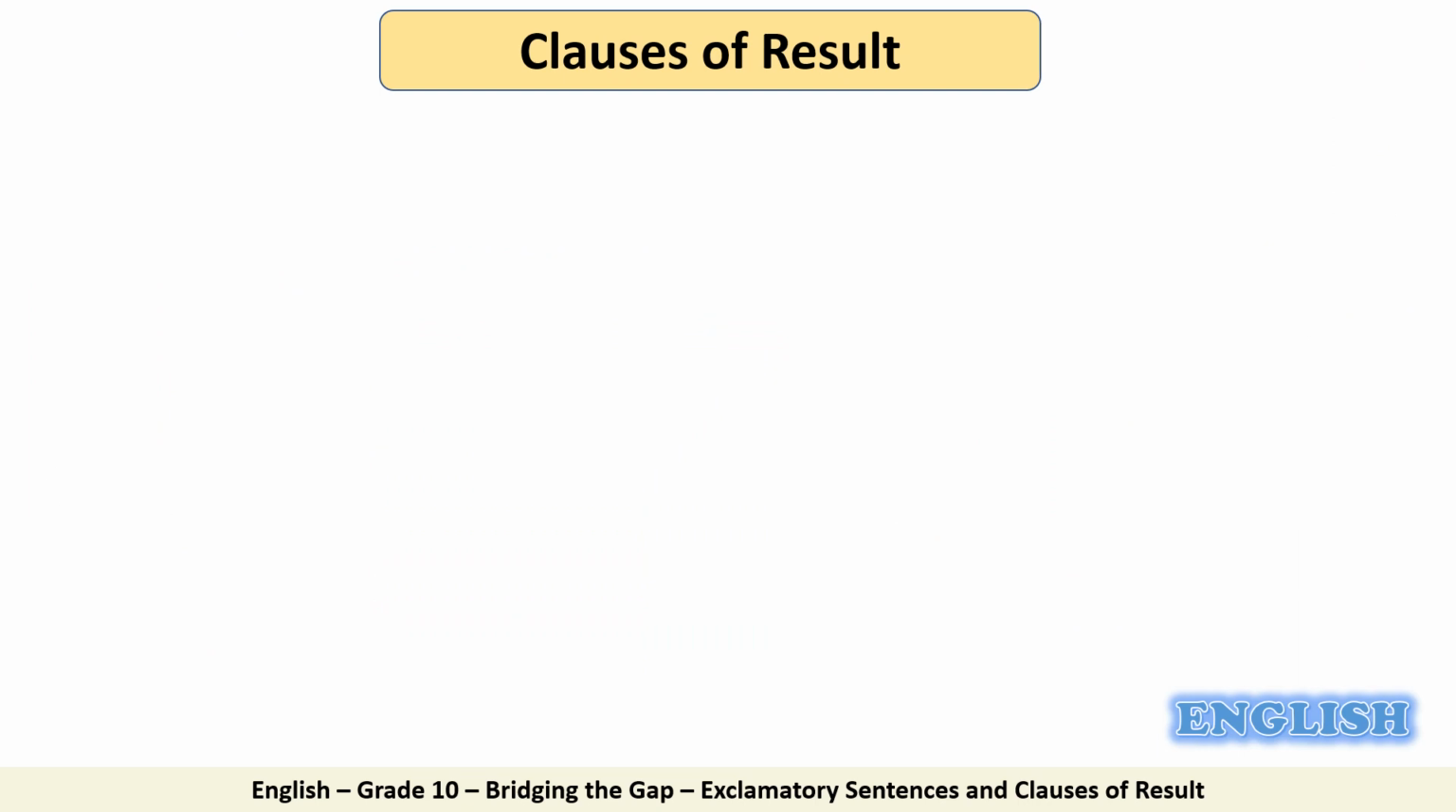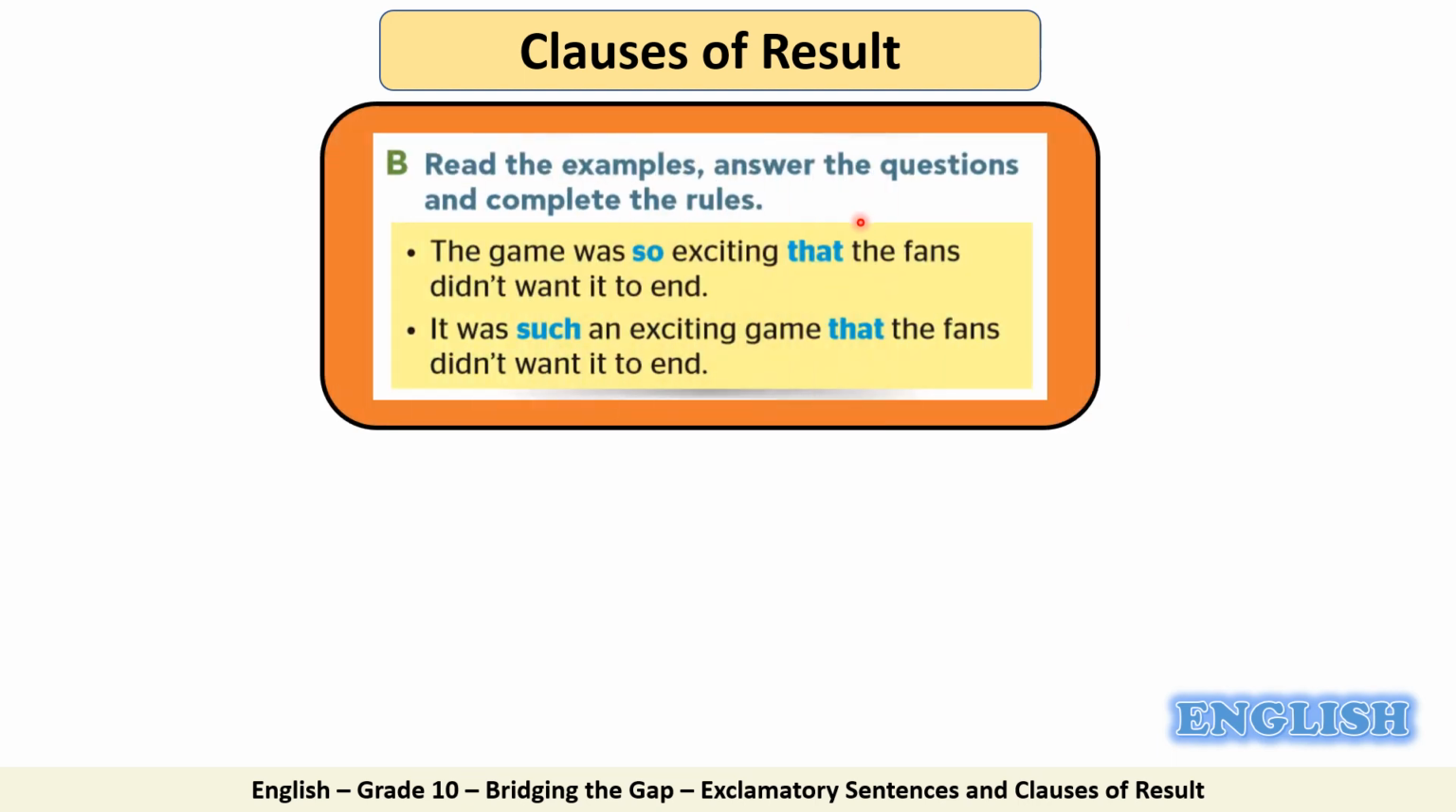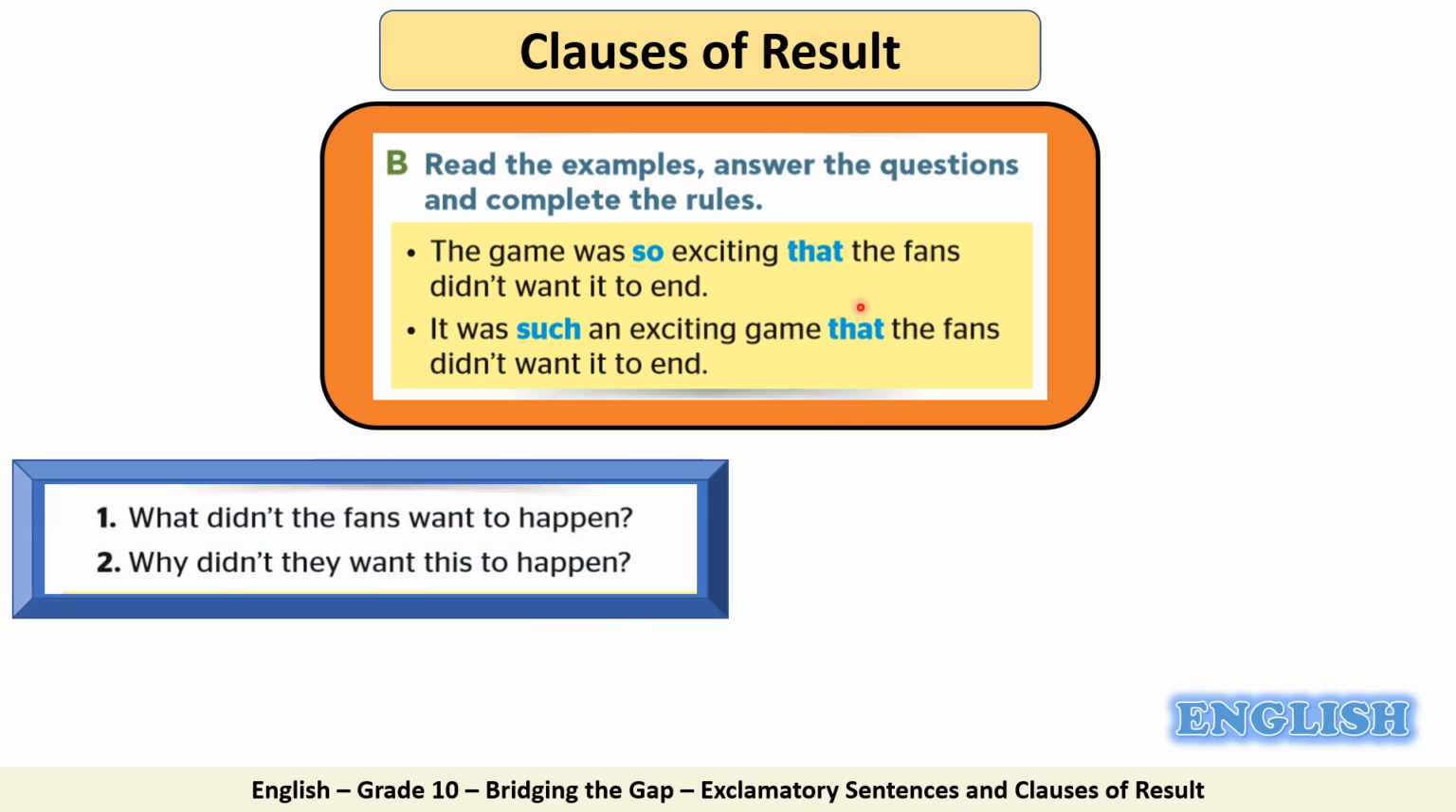Now let's move on to the second objective and the most important part of our lesson today. I would like you to read the 2 examples, then answer the questions that follow. Let's read the sentences first. The game was so exciting that the fans didn't want it to end. It was such an exciting game that the fans didn't want it to end. Now, my dear students, you may pause for a while and think of the answers to the 2 questions.